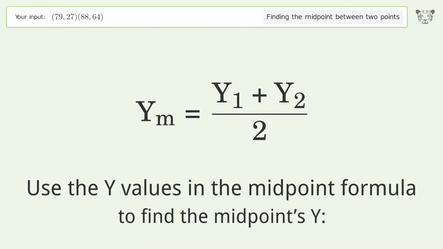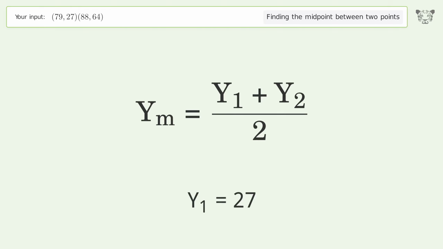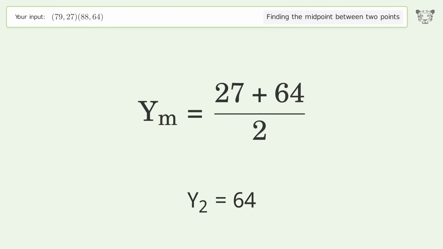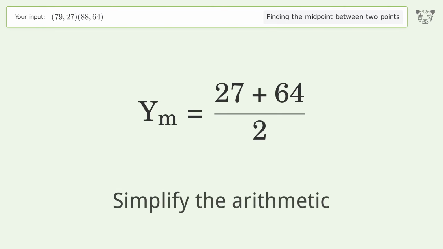Use the y values in the midpoint formula to find the midpoint's y. y1 equals 27. y2 equals 64. Simplify the arithmetic.